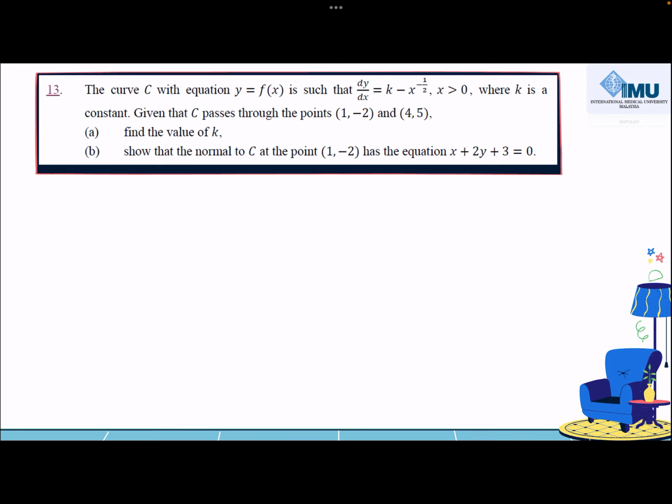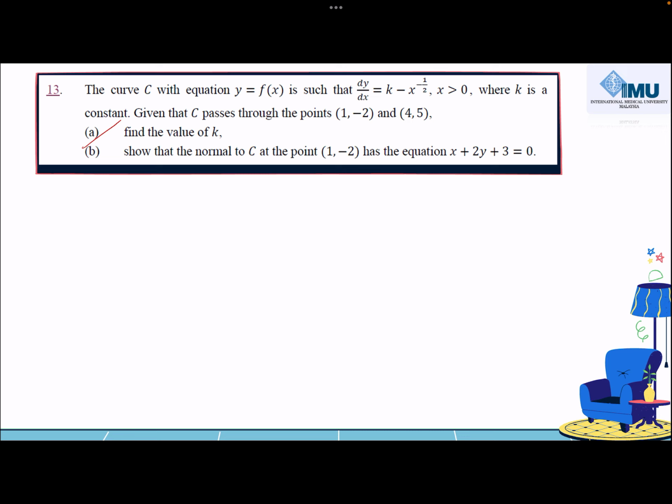Tutorial Question 13. The curve C with the equation y equals f(x) having a derivative of k minus x to the power of negative half. x must be greater than 0 and k is a constant. Given that C also passes through the points (1, -2) as well as (4, 5), how to find the value of k?